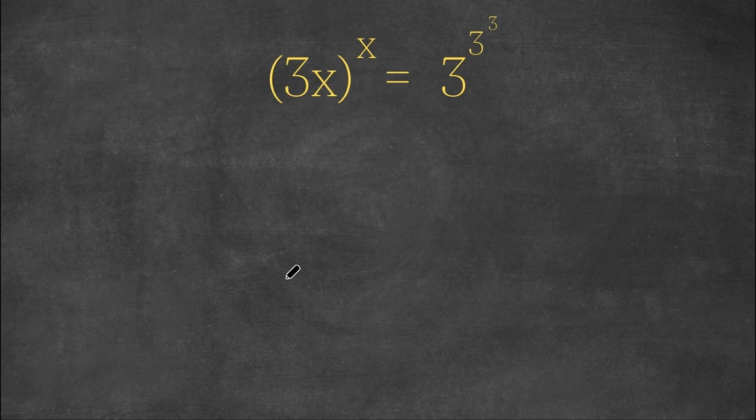In today's video, I'm going to be teaching you guys how to solve this exponential equation. So we have 3x to the power of x is equal to 3 to the power of 3 to the power of 3. Now what I'm first going to do is take the power of 3 on both sides.